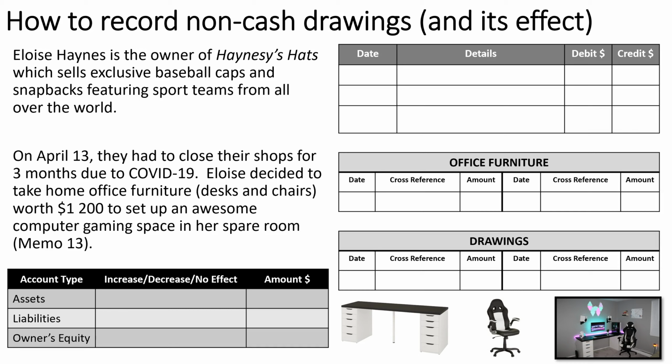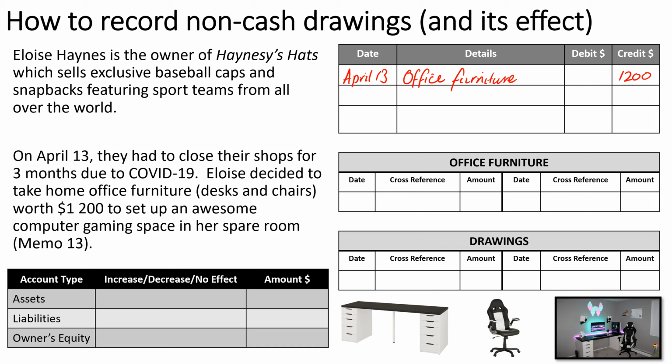Well, we know that the transaction occurs on April 13, and because the office furniture is going from the business and being taken out and given to the owner, that means that our office furniture is going to be decreasing. So our office furniture account, as an asset decreasing, is going to be credited $1,200.